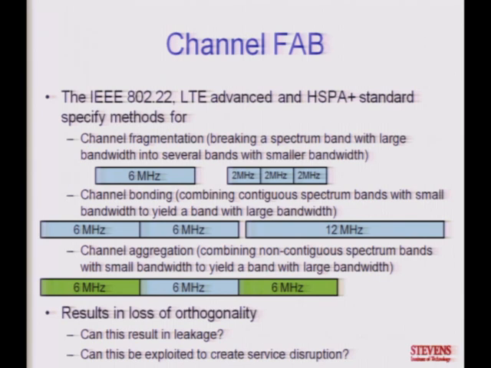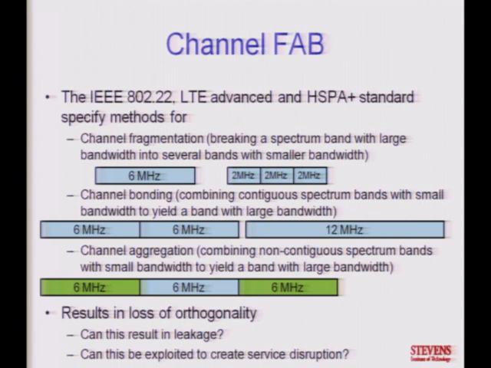The other thing that can be done is bonding, where you take 2 contiguous 6 megahertz bands and bond them into a single 12 megahertz band. Right? So instead of having F1 and F2, we would have an F1 prime centered at that frequency, having a bandwidth of 12 megahertz. Channel aggregation is also kind of bonding, but you don't necessarily need contiguous bands. You could take this 6 and that 6 and give somebody 12. The 802.22 standards for wireless regional area networks specifically talk about how all these can be achieved.